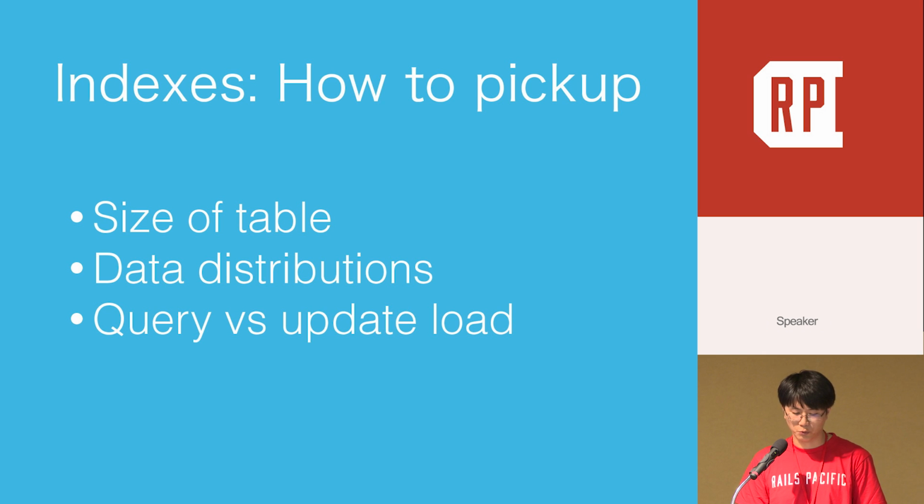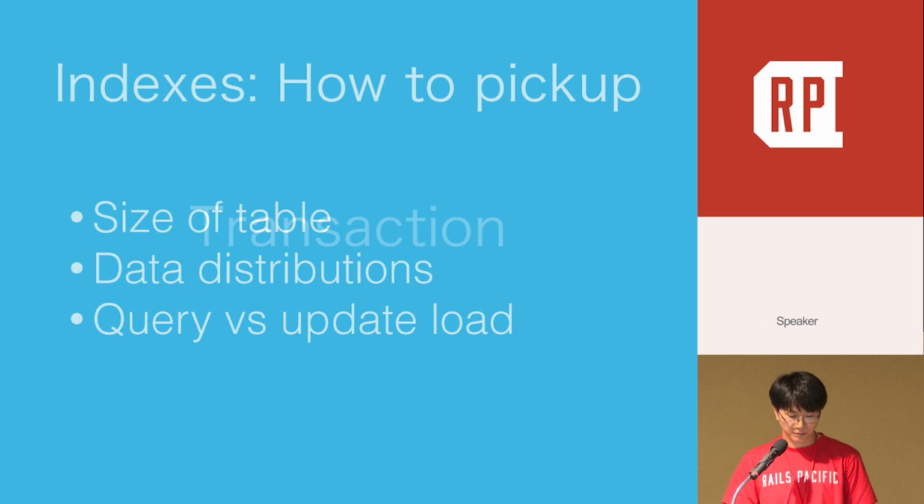Second is the data distribution. Indexes are only effective when the values of the field are dense. Third is the query rate compared to the update load. Because index maintenance is costly, as we just discussed in the downsides, you shouldn't create an index whose values are changed frequently but not queried often. So those are the rules for how to pick an index.